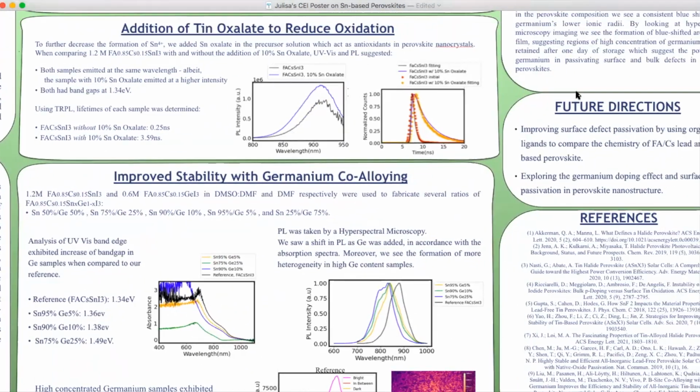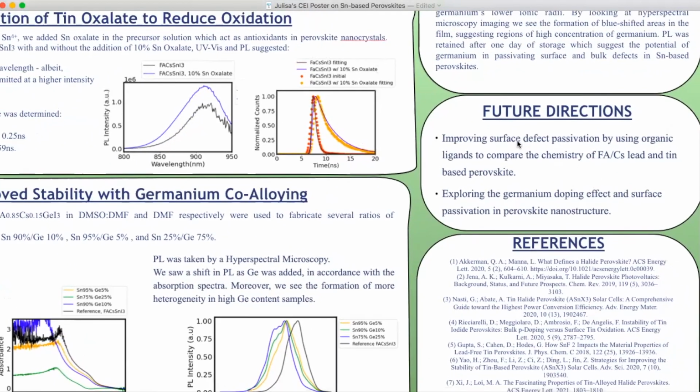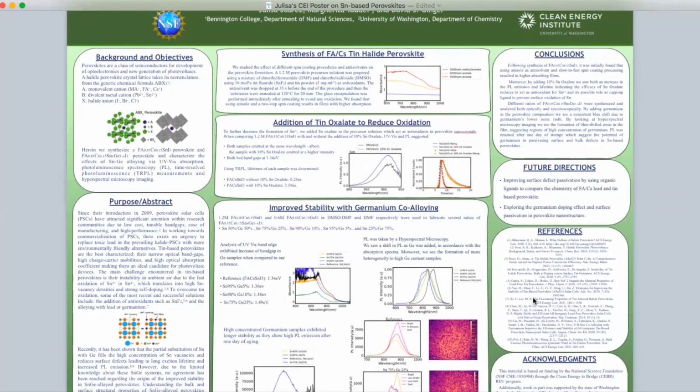And so future directions include improving surface defect passivation by the introduction of organic ligands, and also exploring germanium doping in perovskite nanostructures instead of in thin films like we did here. And so that concludes my presentation.